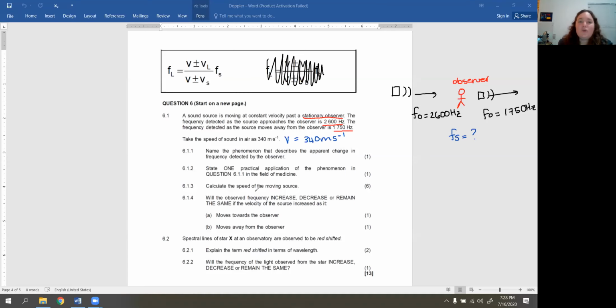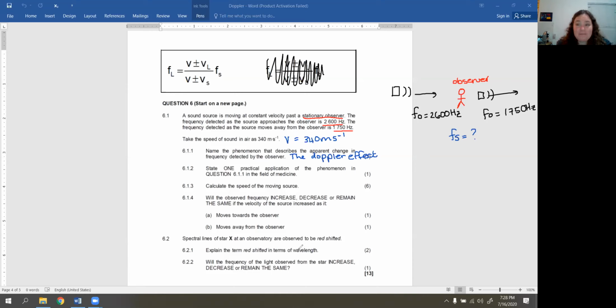All right, so question 6.1.1. Name the phenomenon that describes the apparent change in frequency detected by the observer. Anybody? What is the answer? You do all know this. Doppler effect. Thank you. And I'd even give it: it is the Doppler effect. All right, your next question is to state one practical application of the phenomenon in the field of medicine.